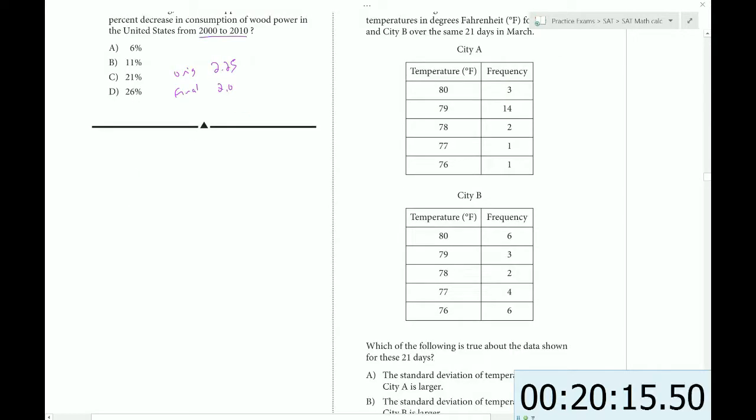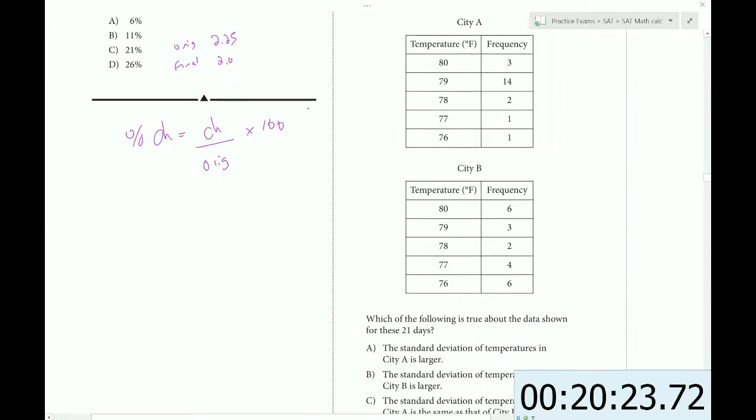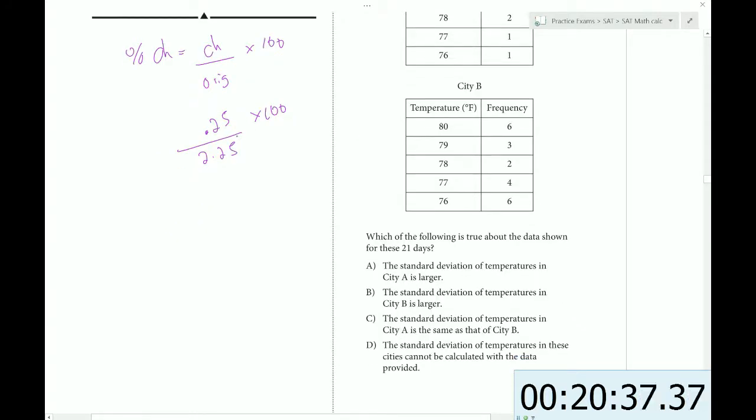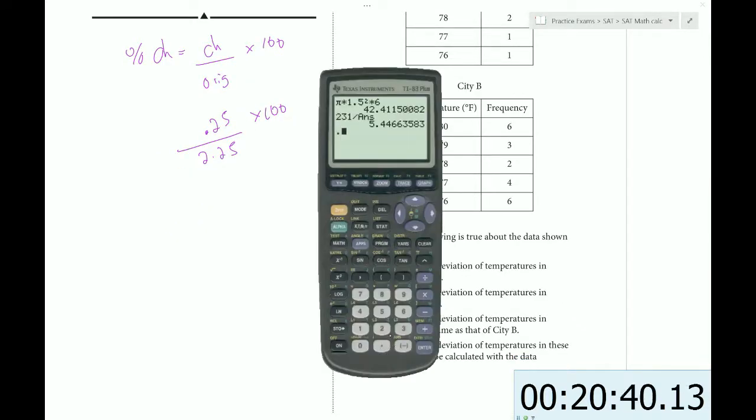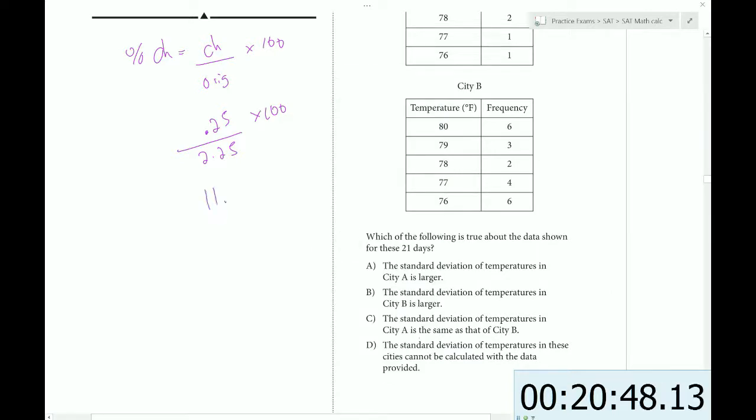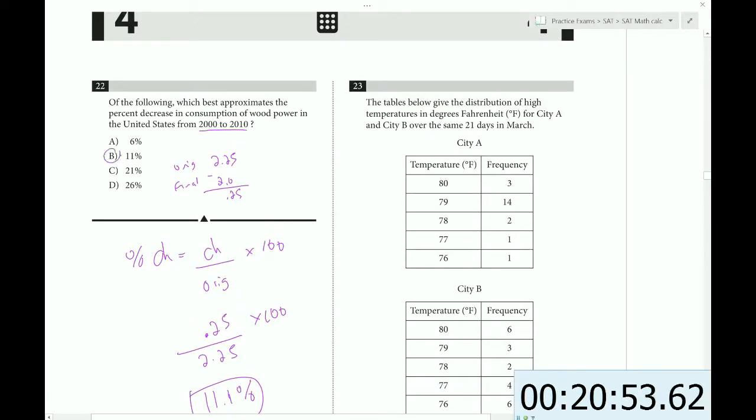So to do a percent change, that's equal to change over original times 100. Okay? So the change would be the difference between them, which would be 0.25. So we have 0.25 over the original 2.25, and then times 100. And so you could use your calculator here. So we do 0.25 divided by 2.25, and then we multiply that by 100. So we get 11.1%. Okay? That's going to be the percent change, and that's choice B.